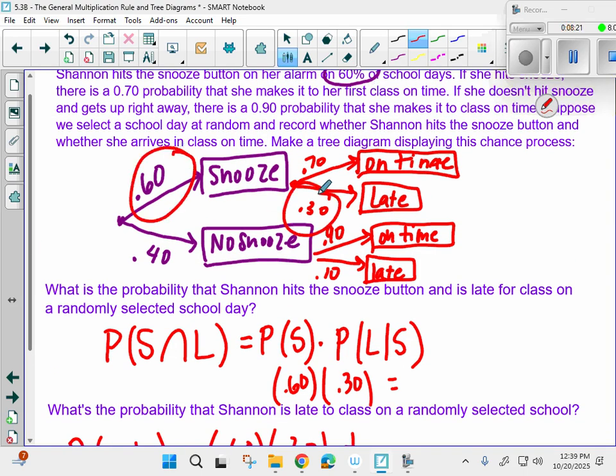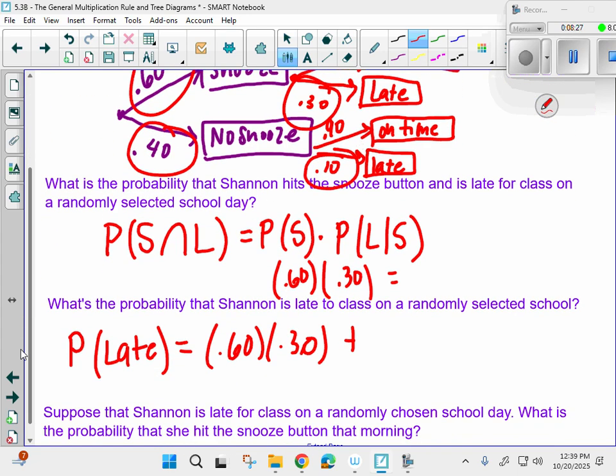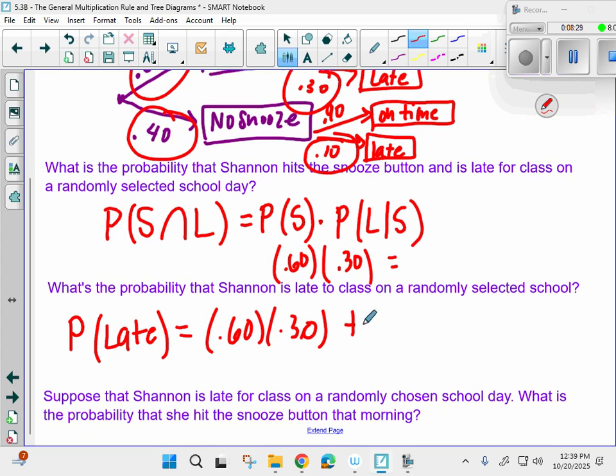Now I've got no snooze, but she still could be late with the no snooze way. So we put a plus sign in the middle between our two options.